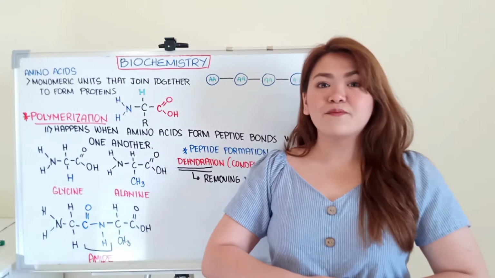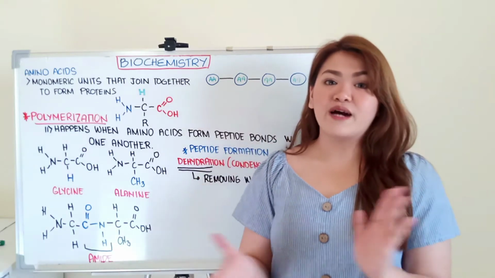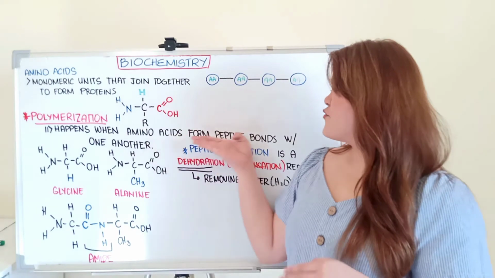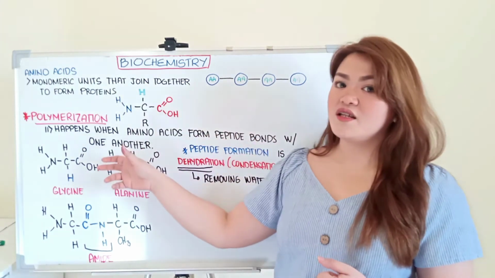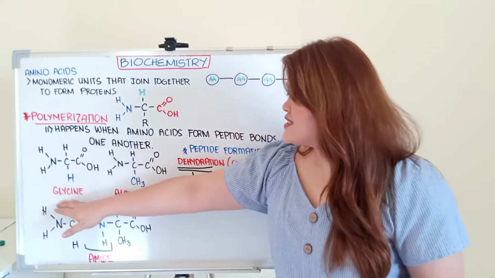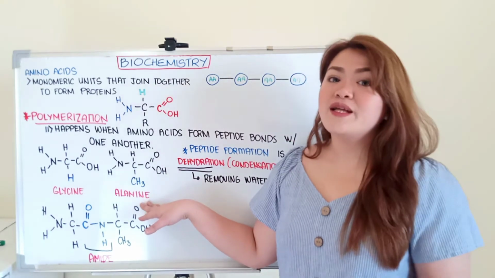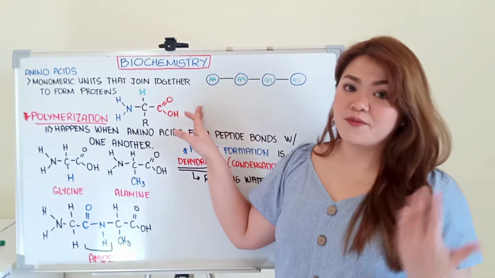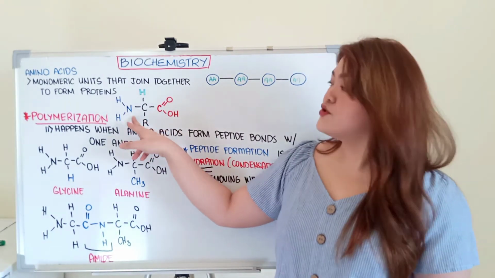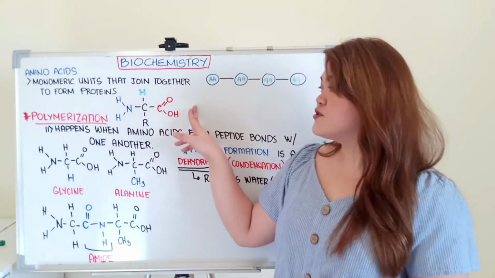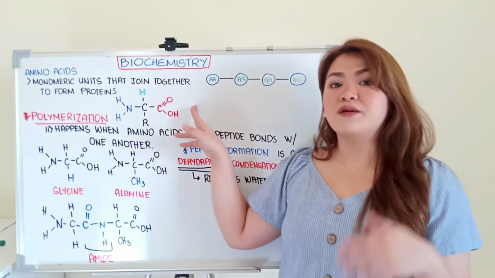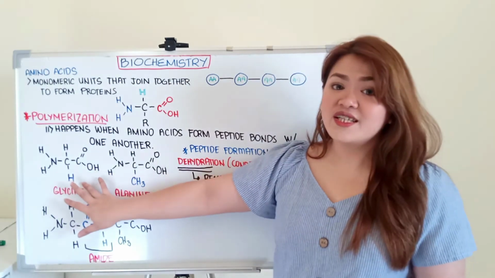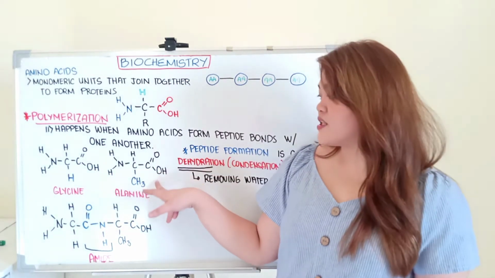So, ngayon, pag-usapan na natin how amino acids combine together. So, polymerization happens when amino acids form peptide bonds with one another. For example, we have glycine and alanine. So, dito pa lang mapapansin nyo that both amino acids have the general structure of amino acid, wherein we have the amino group, hydrogen group, carboxyl group, and nag-iiba-iba lang sila based on the R group or the side chain. For glycine, we have a hydrogen atom. For alanine, we have a methyl group.